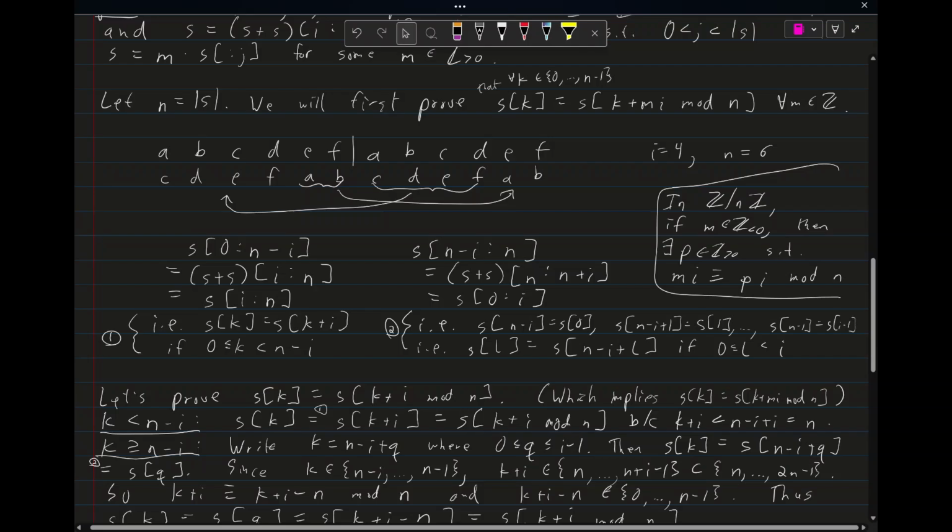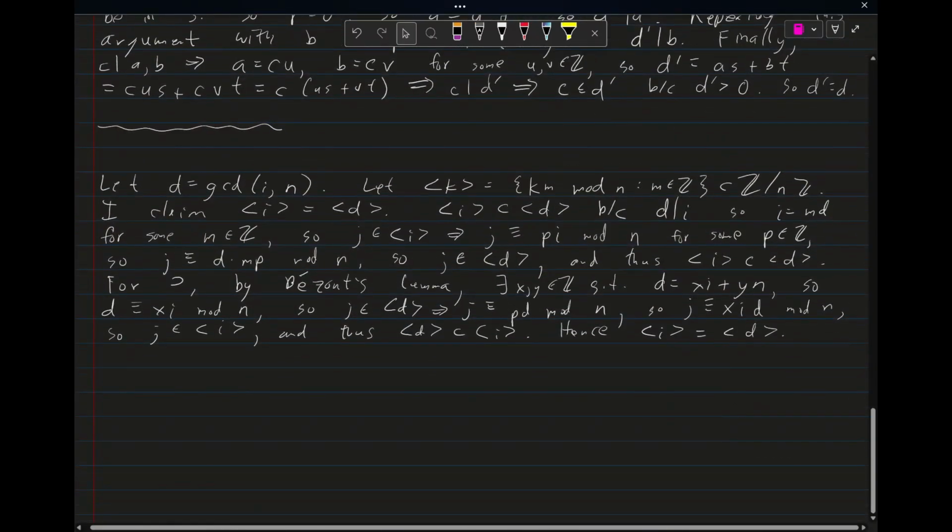Another way of saying that is, if you're looking at the collection of underlying indices, for one of them you have the subgroup set generated by 4, and for one you have the subgroup generated by 2, and we see that they're exactly the same. That's what this is saying: the subgroup of indices generated by the offset index is equal to the subset of indices generated by the greatest common divisor of that offset with the length of the original string. Okay.